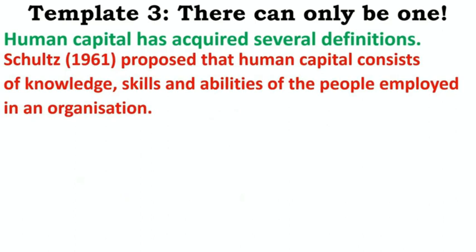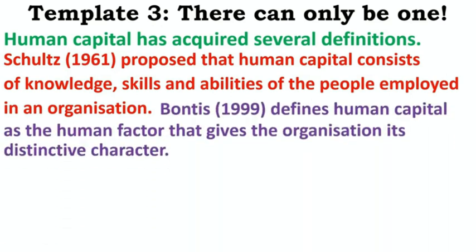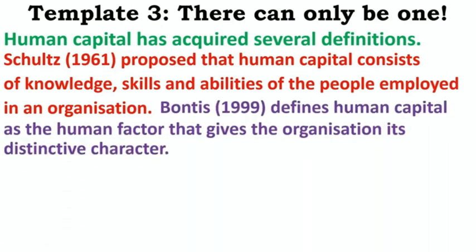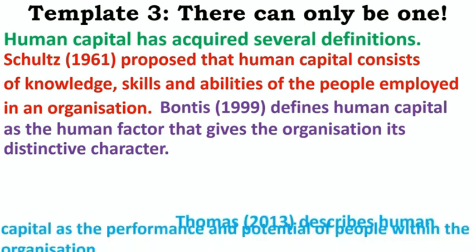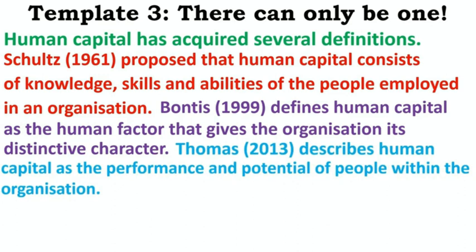The student writes the first definition from Schultz, 1961. The student writes the second definition that they found from Google Books from Bontis, 1999. And they found a third definition from Thomas, 2013. Now, all of these definitions are still descriptive.